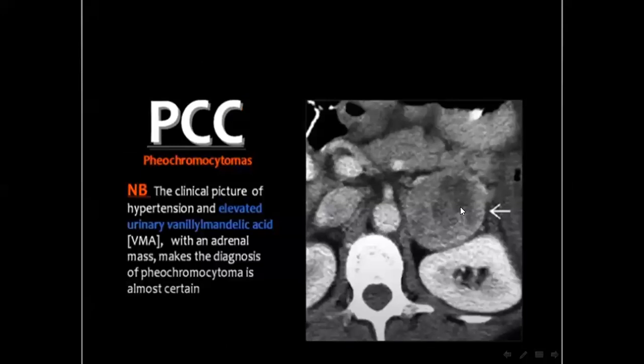This is another case of pheochromocytoma. A clinical picture of hypertension and elevated urinary vanillylmandelic acid with an adrenal mass makes the diagnosis of pheochromocytoma almost certain.